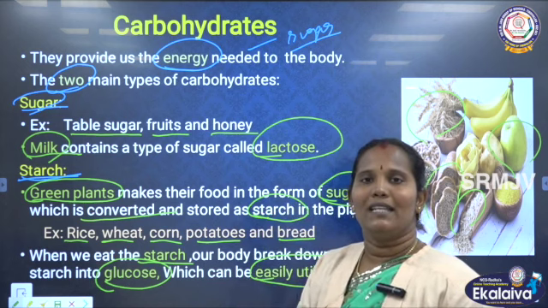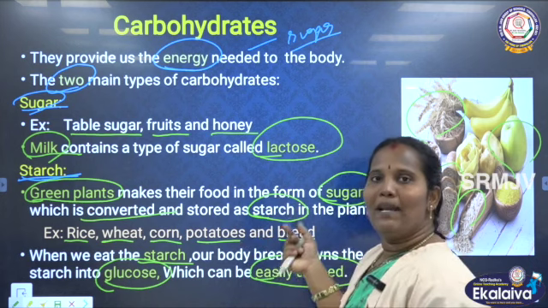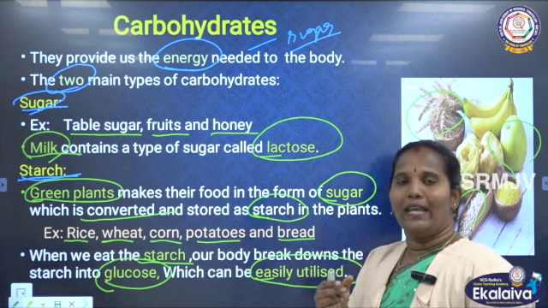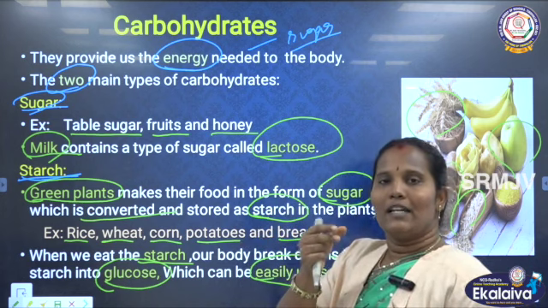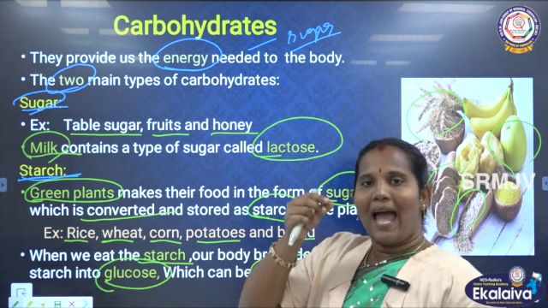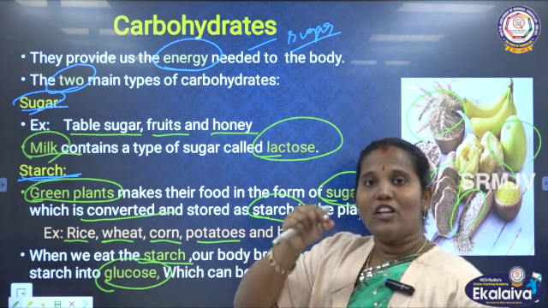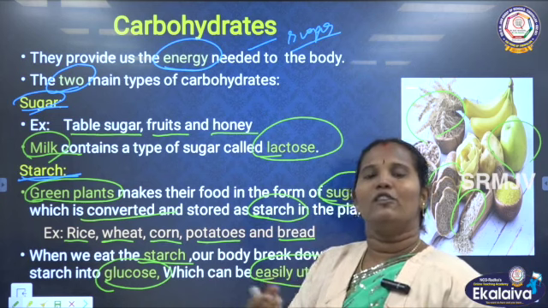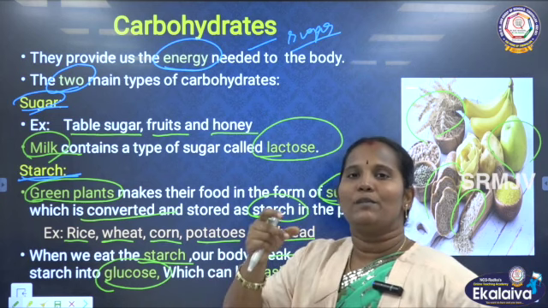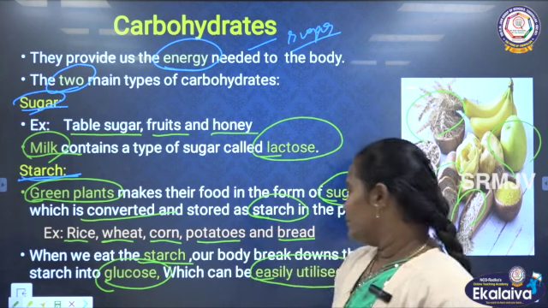Why? This is the reason: rice and bread have starch content. Human beings cannot utilize starch directly. So when saliva is added, the starch is converted into glucose, so it can be easily utilized by our body.